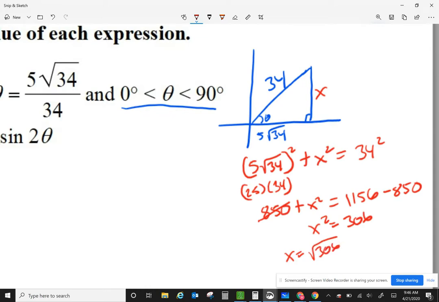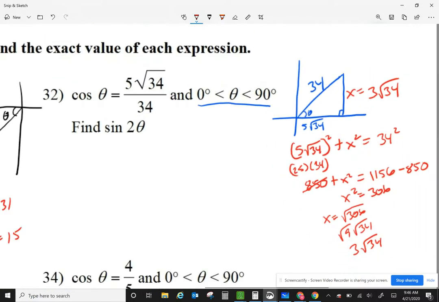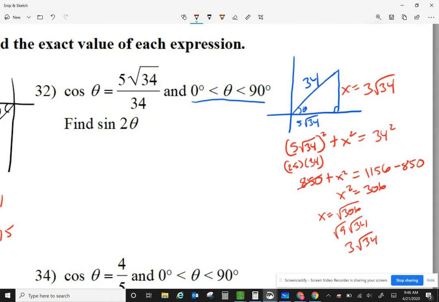Thinking, can I simplify the square root of 306? Let's see. I can split this as radical 9 times radical 34. So that means this is 3 radical 34. So I'm going to simplify to 3 radical 34. In previous sections, we learned how to simplify a radical.